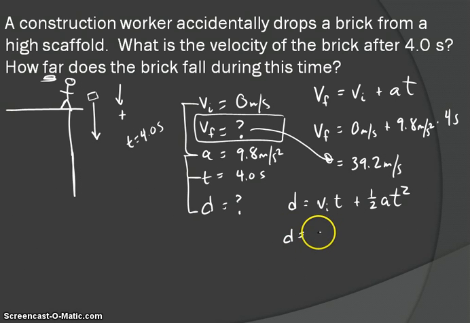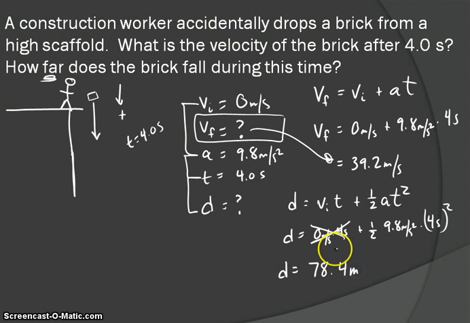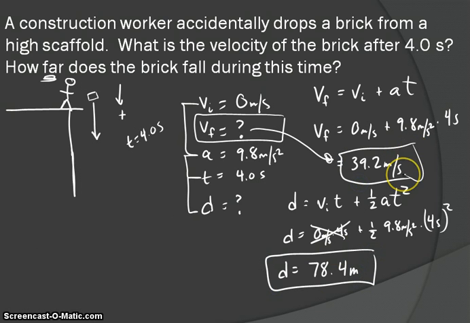vi is 0 meters per second times 4 seconds, plus 1/2, 9.8 meters per second squared times 4 seconds quantity squared. So now 0 times 4 is just 0, so that piece disappears on me, and any time that I start from rest or that I have initial velocity 0, it makes life easy. So now my distance is just going to be 1/2 of 9.8 times 16. So I'm just going to go 9.8 divided by 2 times 16, and I get 78.4 meters. Okay, so there's my two answers for that problem.